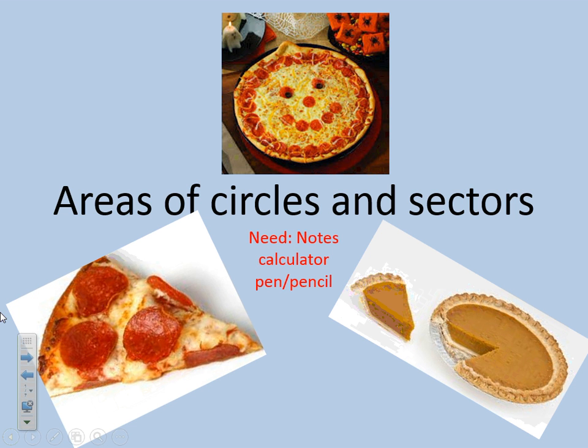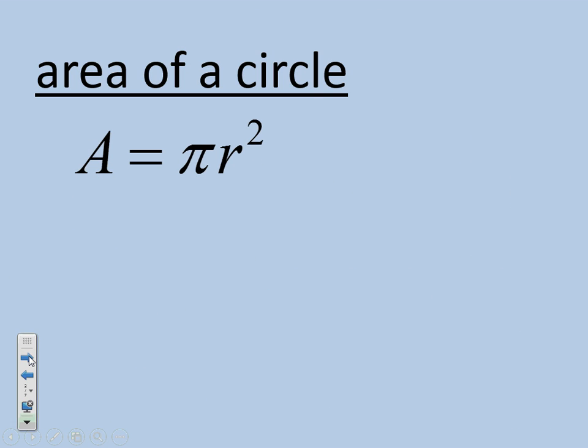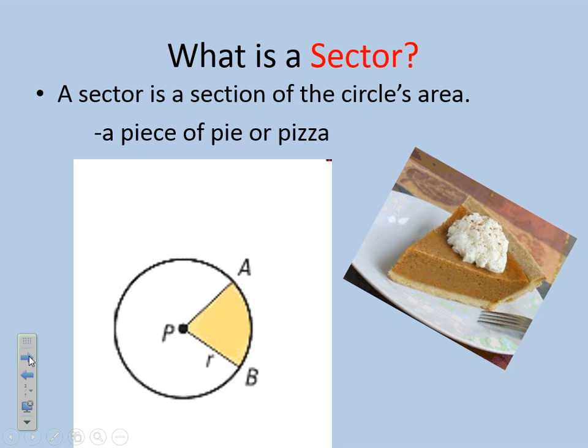All right, you're going to need your notes, your formula sheet, 'cause we have a new formula, a calculator, and a pen and/or pencil. All right, here we go. Now, from previous, we know that the area of a circle is A equals pi r squared. That's going to be very important for what we're going to do today.